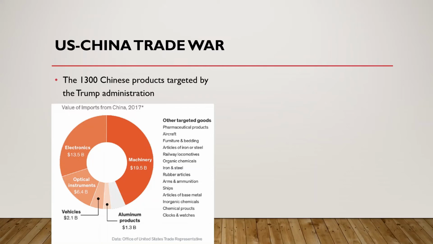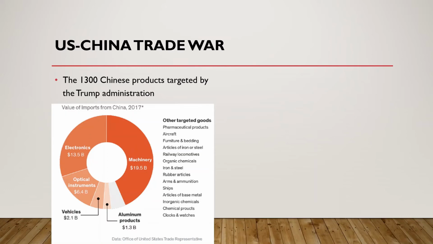The one that gets hit the most is the machinery, which accounts for 19.5 billion. And second is the electronics, which accounts for 13.5 billion. And the third one is the optical instruments, which accounts for 6.4 billion. And it is followed by vehicles for 2.1 billion and aluminum products for 1.3 billion.